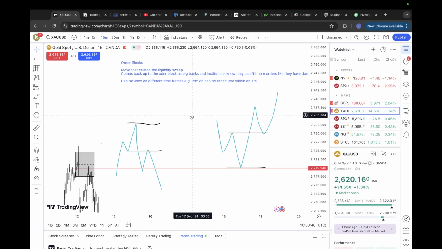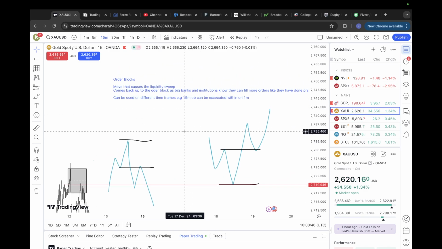I've got some, and they can be used on different time frames. For example, you could have a 15-minute order block. You can see it get hit on the 1 minute. You scale down to the 1 minute, you find a breaker structure, and you can find entries that way.